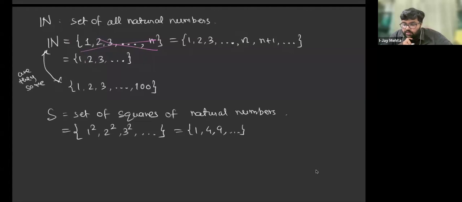Room number 3. How many of you agree with him? Set of squares of natural numbers. Those who agree say yes. Why are you slow today? Because there was a break in between. You should be fast instead of slow.